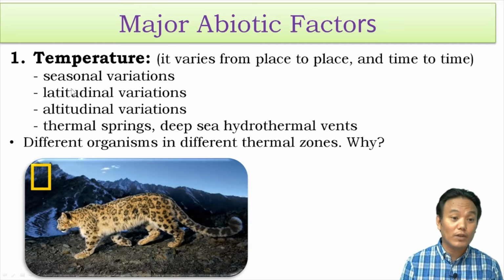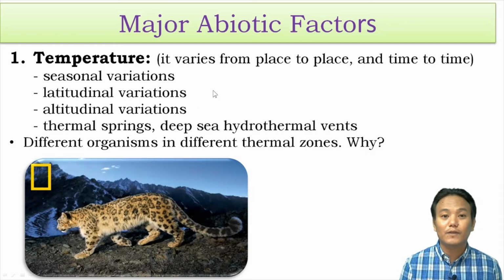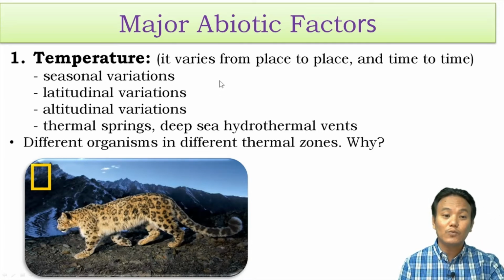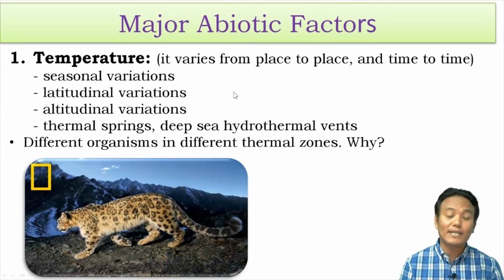We also have latitudinal variations in temperature, which means as we move away from the equator towards the North Pole and South Pole, the temperature gradually decreases. Right? At the equator region, the temperature can go above 50 degrees Celsius in deserts, right? And at the polar regions, the North Pole and South Pole, the temperature can go below 0 degrees centigrade into negatives.